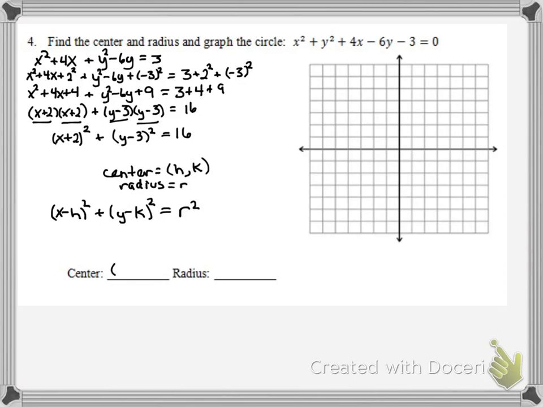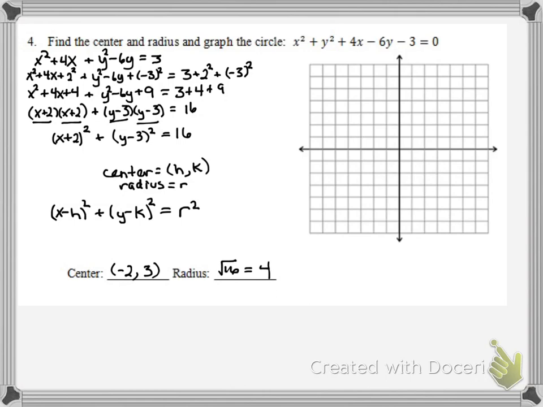So comparing these, we see our center. We have x plus 2, which is x minus negative 2. So really you're just taking the opposite of what is written there. And we have y minus 3, so the y value of the center is positive 3. Notice the right-hand side is r squared, so we need to take the square root of 16 to get the radius. In this case, we only want the positive square root because it is, of course, a distance. And with distances, we need to have positive distances.